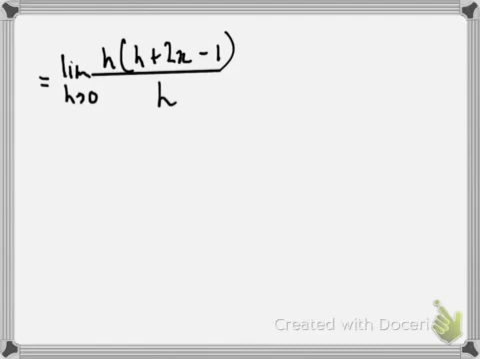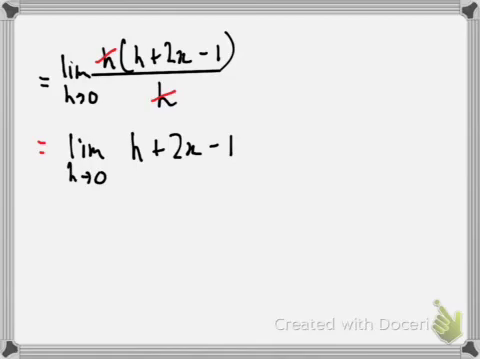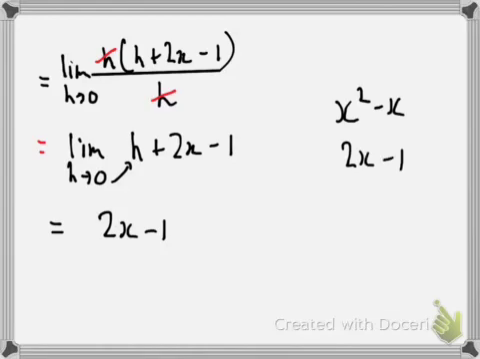What can happen now obviously is that the h's can cancel there and there. So it equals limit as h approaches 0 of h plus 2x minus 1. Now if we substitute h equals 0 into there, we get 2x minus 1, which is what we predicted. We said before that we started with x squared minus x, and we know if we differentiate that we get 2x minus 1. It's fairly predictable. So there we are. Differentiation by first principles.